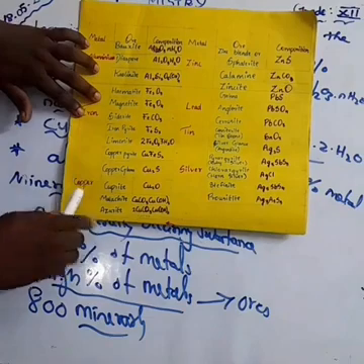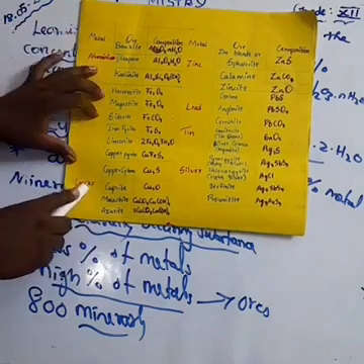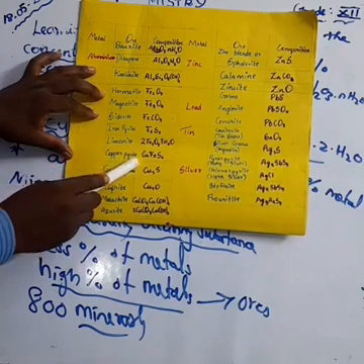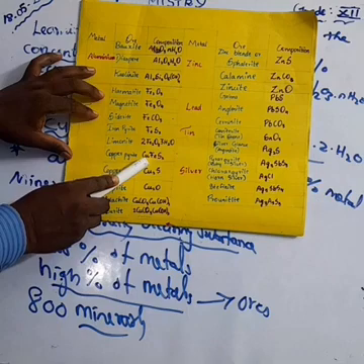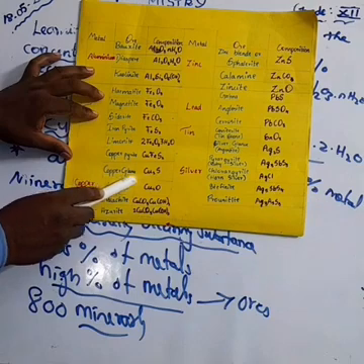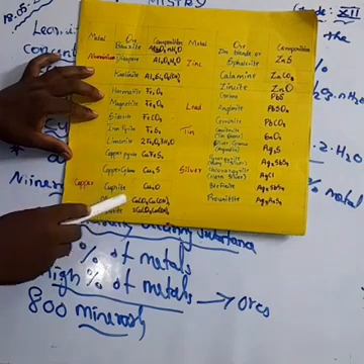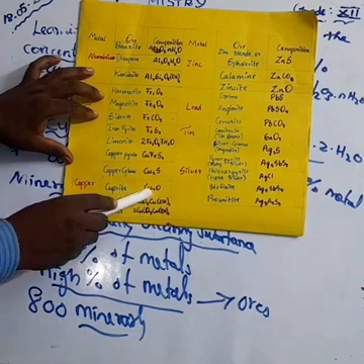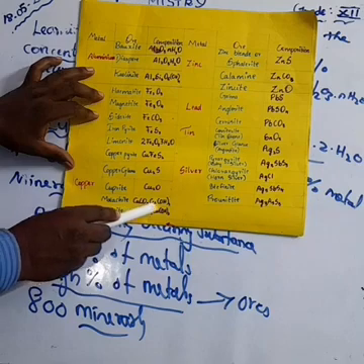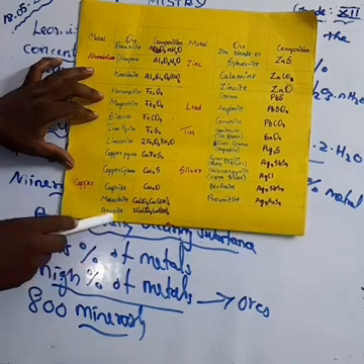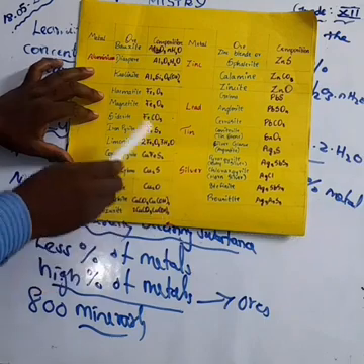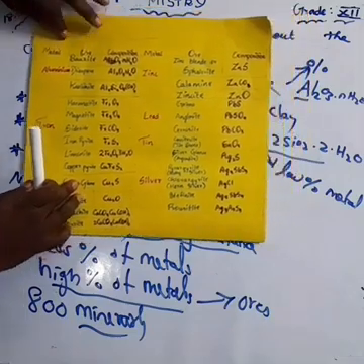Next we will discuss the copper metal. Here also there are 5 types of ore. One is copper pyrites. What is the formula for copper pyrites? CuFeS2. Next, copper glance, formula Cu2S. Next, cuprite, Cu2O. Then malachite, CuCO3·Cu(OH)2. Azurite, 2CuCO3·Cu(OH)2. These are the formulas of the copper ores.